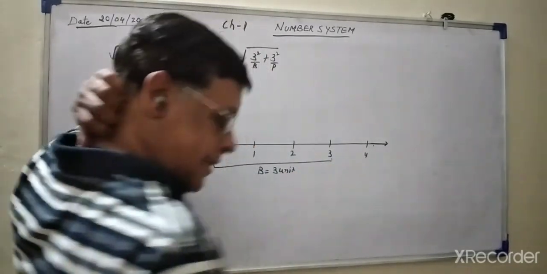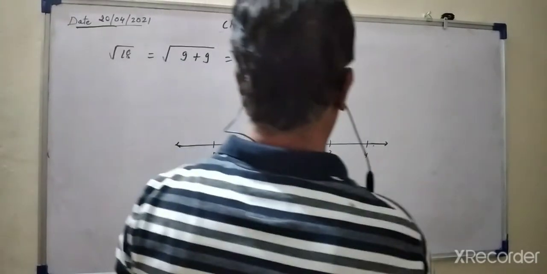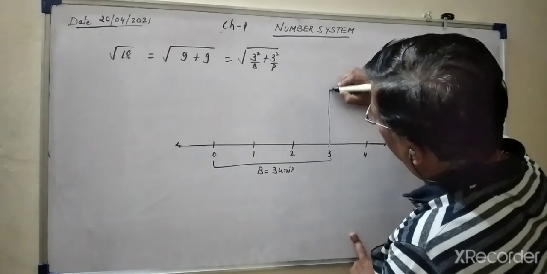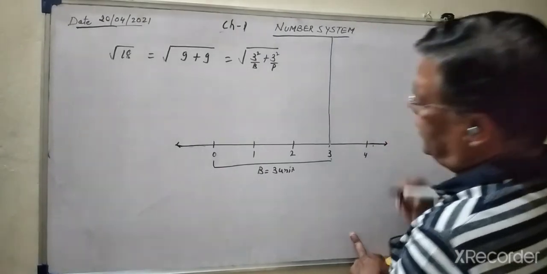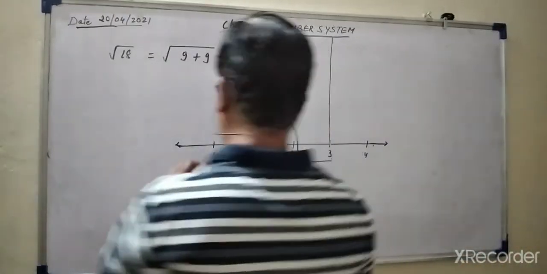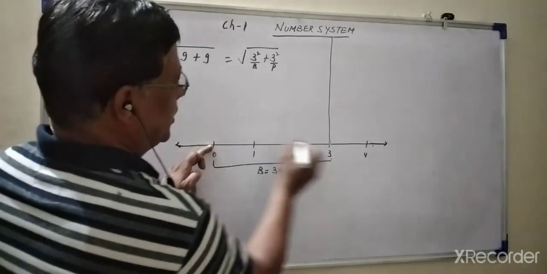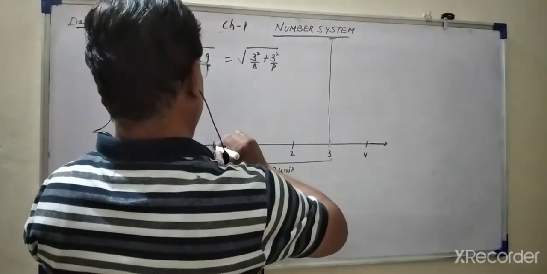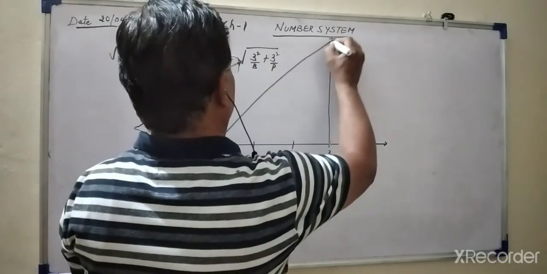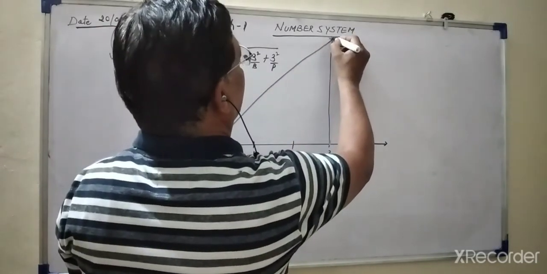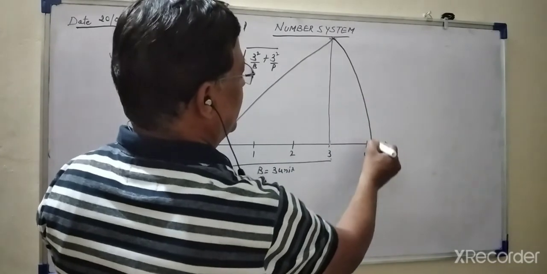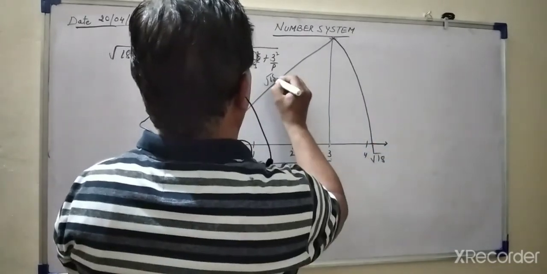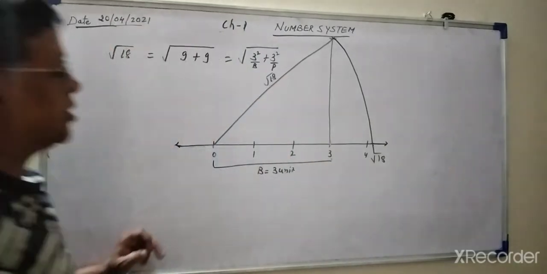Then at the 3 unit point of the base, we draw a vertical line. Then we open our compass to 3 units, 0 to 3, and cut the arc. Suppose the arc is here. Then you join this point to the origin and cut the arc. That arc will be this way. That is root 18. So this way we can draw root 18 also.